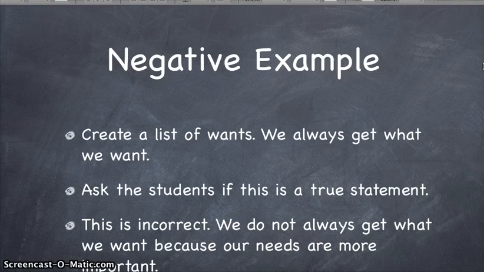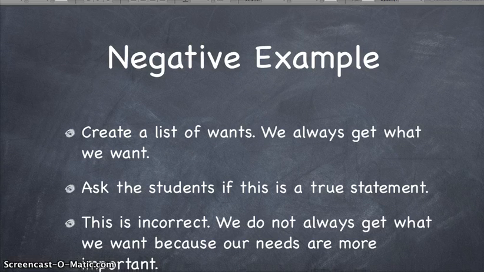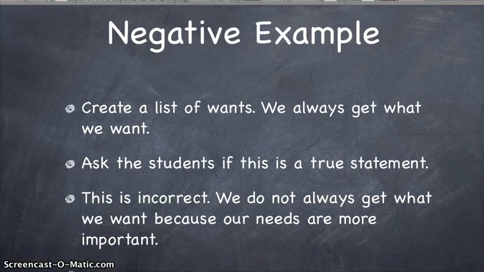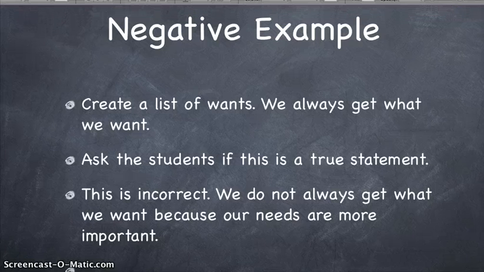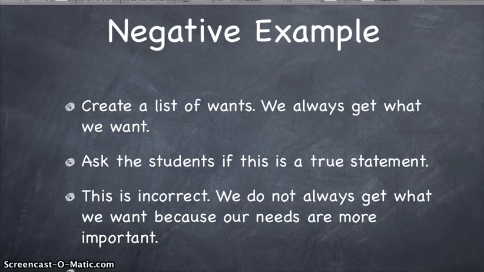All right, after that we would discuss the activity with the class. The next thing that we would do is discuss negative examples, such as create a list of wants. We always get what we want. Ask the students if this is a true statement. This is incorrect. We do not always get what we want because our needs are more important. This is an example of a negative example.